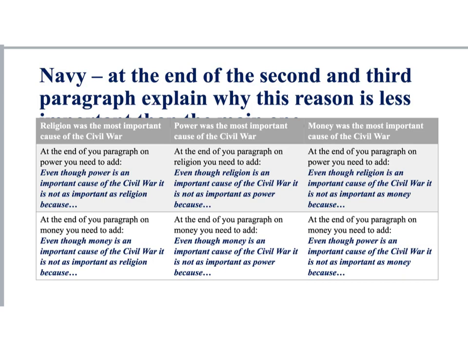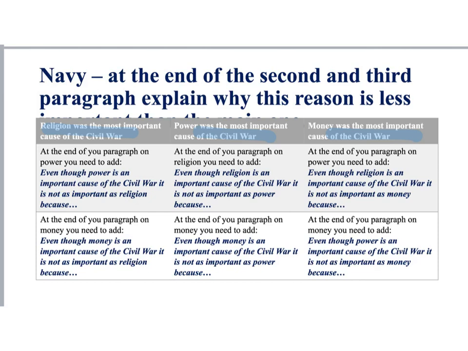Okay, we've got some other issues here with formatting at the top. The navy target is at the end of the second and third paragraph. Explain why this reason is less important than the main reason you have given. So what you've got to do at the beginning of this is think to yourself, well, what reason have I given? Have I done religion, power, or money? Whichever one you've done. So if you think religion's the most important, you're going to focus on this side of the paragraph here. Power, you're going to be in the middle, and money, you're going to be on that side. You're going to work your way down, okay?